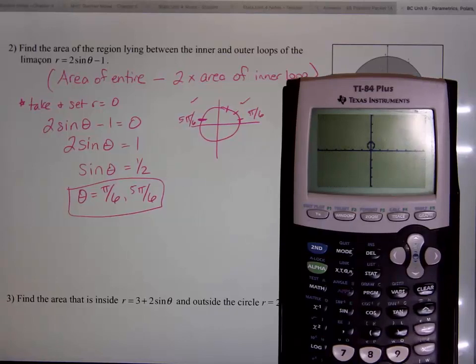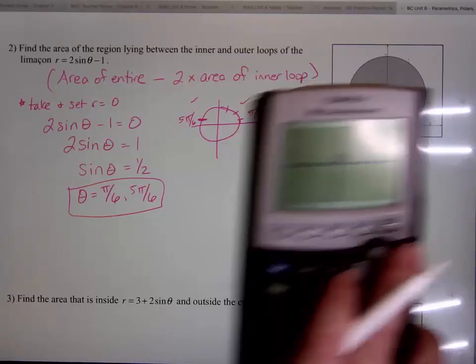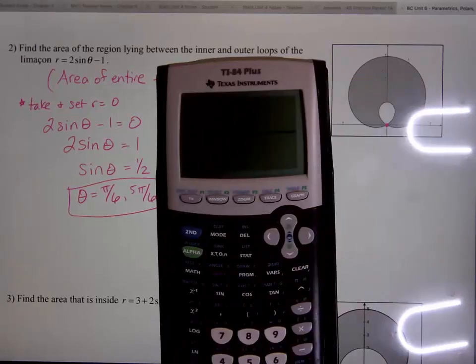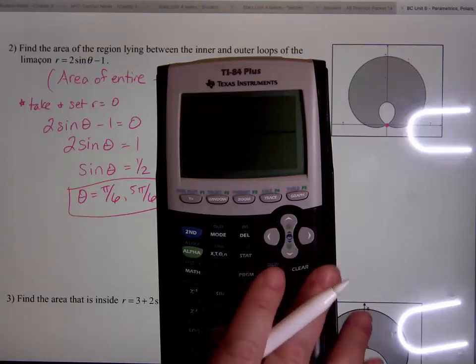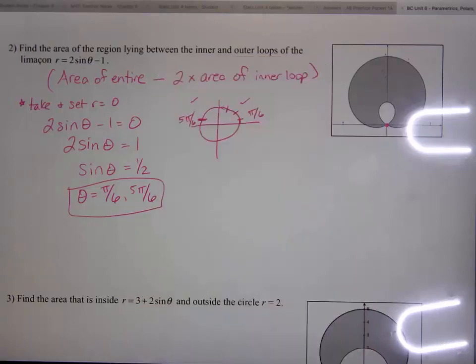Is that what it did? Did it graph just the inner loop? Yes, it did. So I'm right. That's what I need for my limits of integration for the loop. The entire graph is easy: 0 to 2 pi. The inner loop is just pi over 6 to 5 pi over 6. So I now know how to set this up. Put the calculator aside.